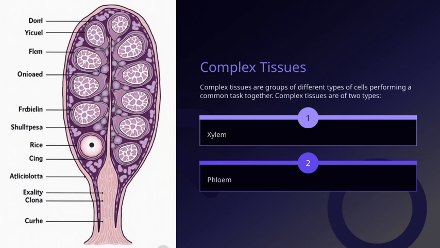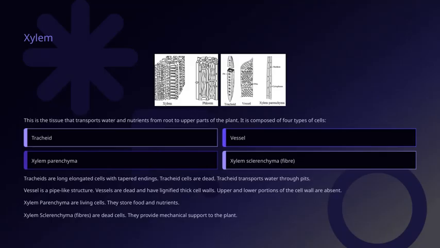Let's take a closer look at xylem, which is the tissue responsible for transporting water and nutrients from the roots up to the rest of the plant. It's quite fascinating because it involves different types of cells working together. First, we have tracheids, which are long, elongated cells with tapered ends. An interesting fact is that tracheids are dead cells, and they transport water through tiny pits that allow water to pass from one cell to another. These pits are crucial because they facilitate water movement even though the cells themselves are dead.